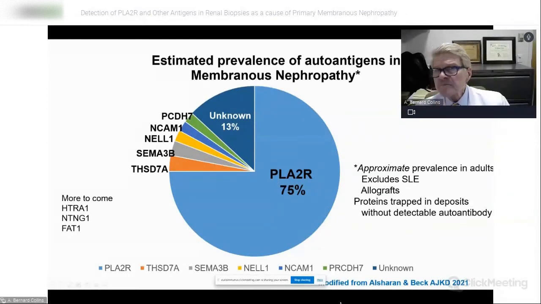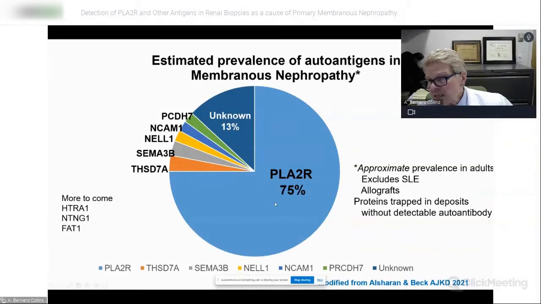By estimates, this is the approximate prevalence in adults. About 75% of patients that have membranous have the PLA2R antigen. And then there is approximately 3% that have THSD7A, another 3% for SEMA4 and 3b, and then 2% for Nell-1, 2% for NCAM1, and 2% for protocadherin. However, that still leaves 13% of unknown antigens. So the search is on for these other antigens.